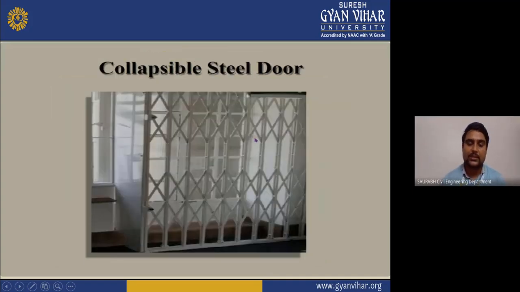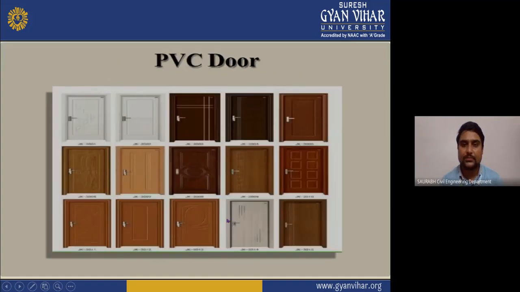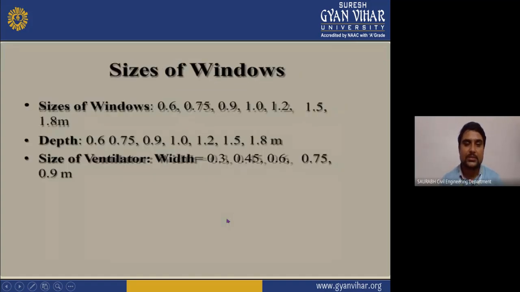Collapsible steel doors, as we all know, in India we call it shutter. So it is provided just for security purpose, and this is the rolling shutter door, and this is also provided for security purpose. Now come on the size of windows. There are different sizes of windows which are used in building construction.